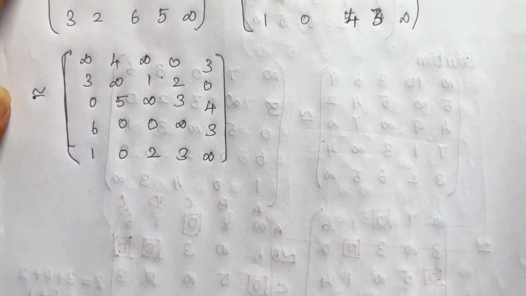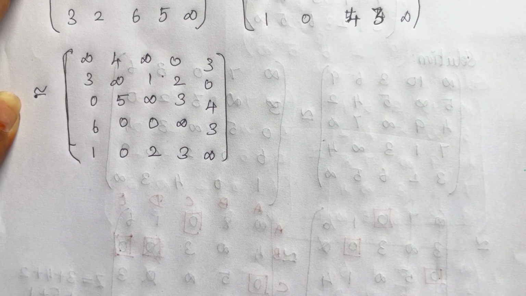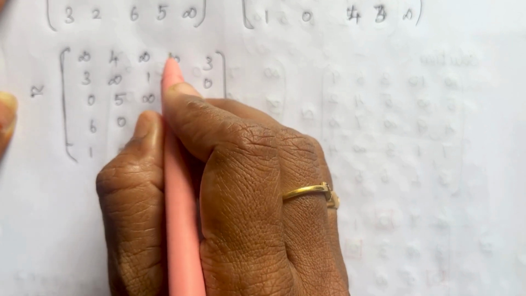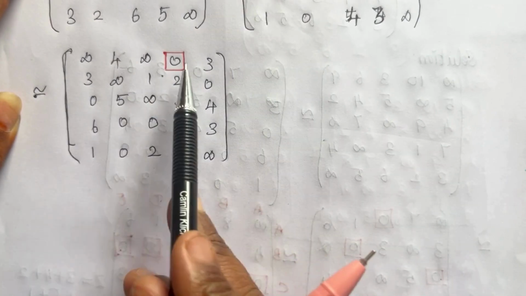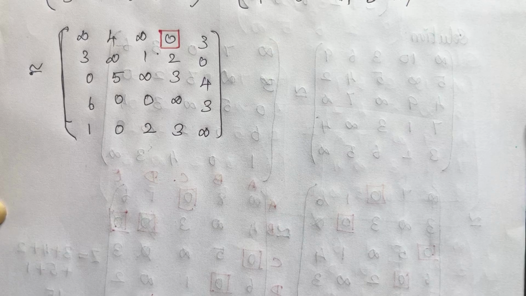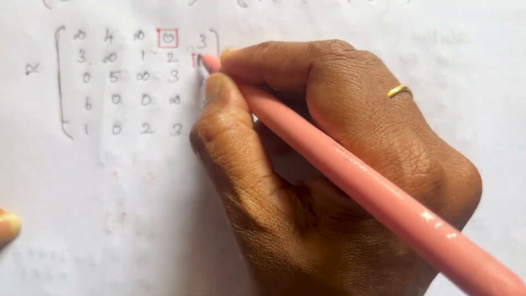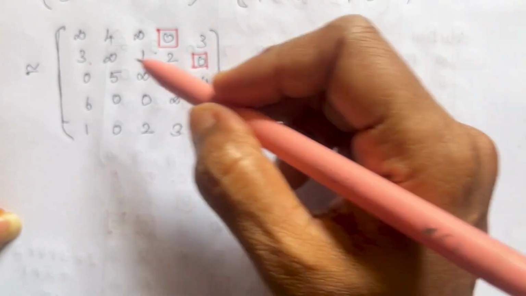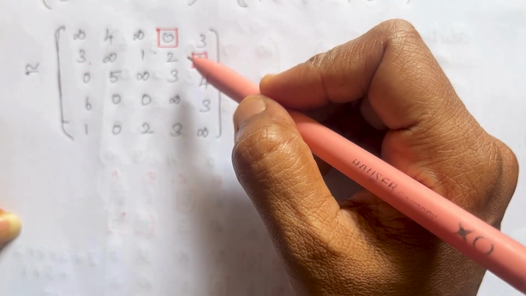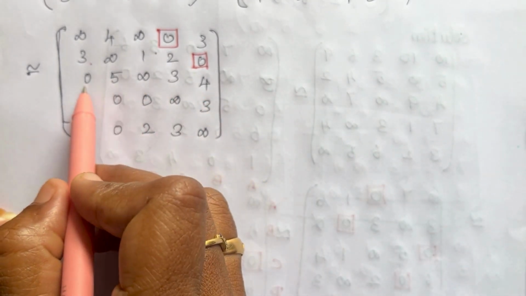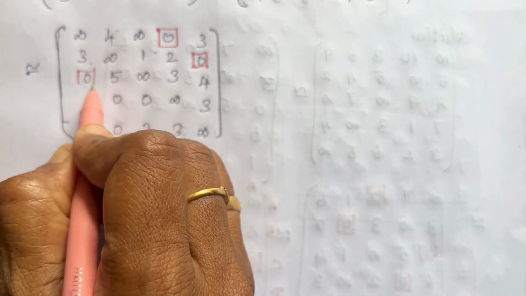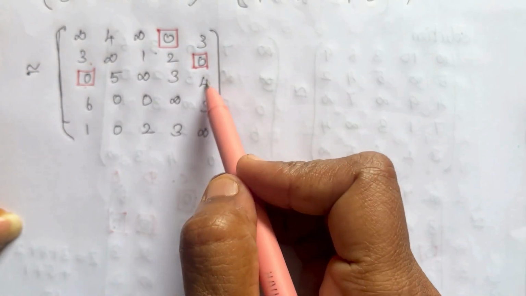So zeros will be allocated here. For allocating 0 here, the first 0 will be allocated here, and there is no zero in the same row and column. Okay, now allocating the 0 for the second row, this 0 will be allocated here, and there is no 0 in the same row and column. And for this row, this will be allocated, there is no zeros.